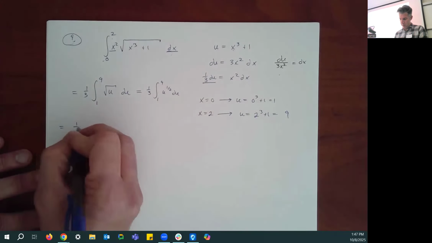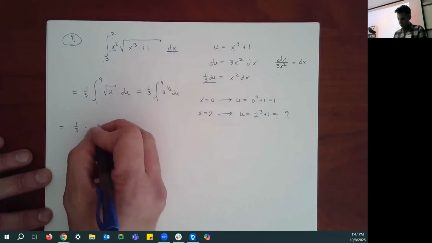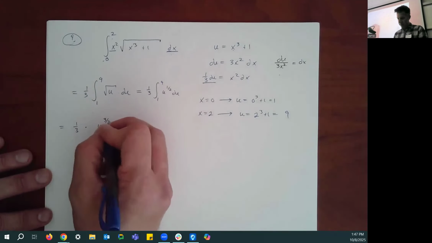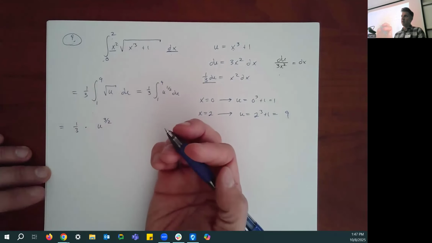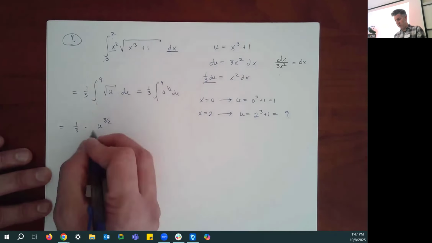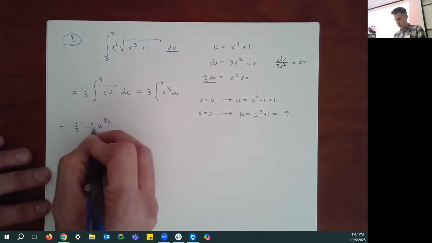We end up getting 1/3 times, we're going to do u to the 1/2 plus 1 is 3/2. And then instead of writing divided by 3/2, we know that when we divide by a fraction, we multiply by its reciprocal. So instead of dividing by 3/2, we're going to say we multiply by 2/3.